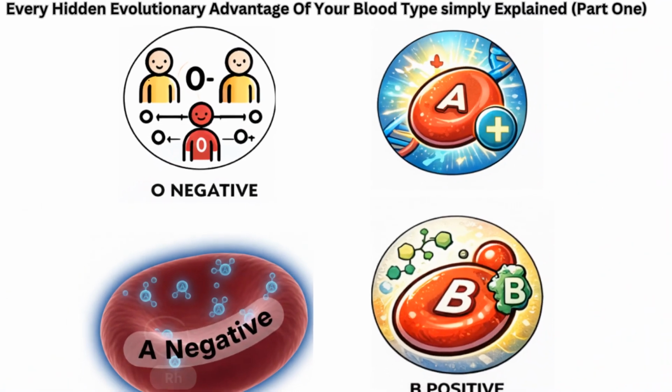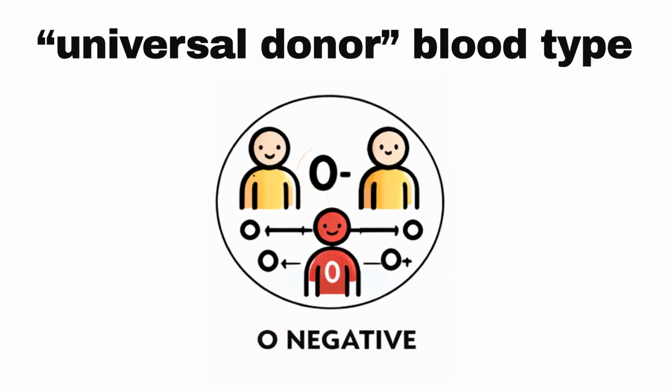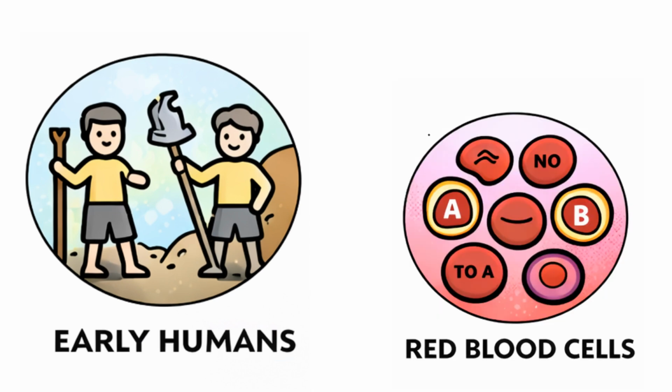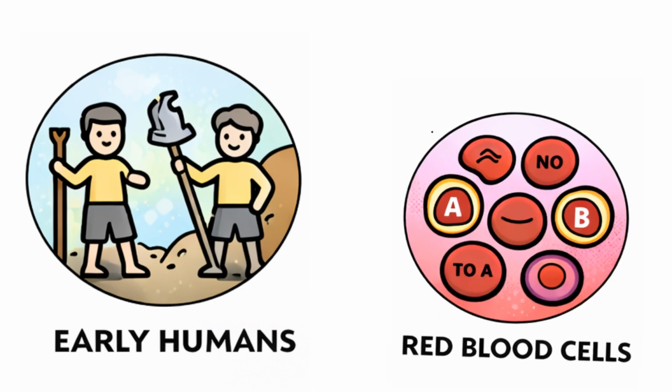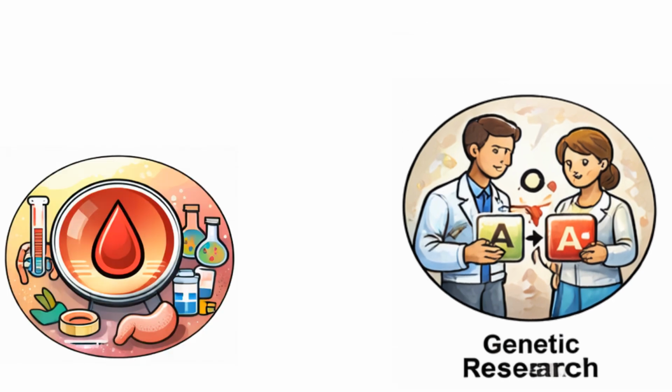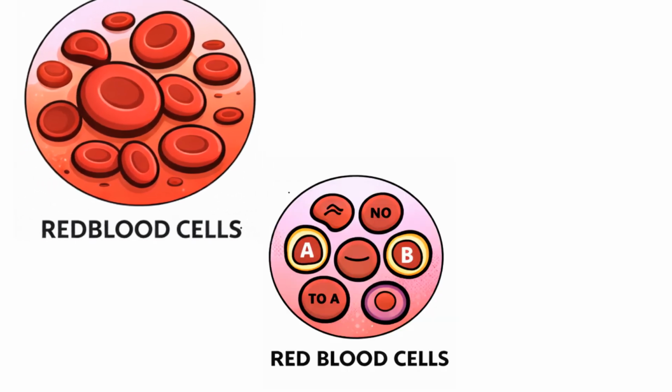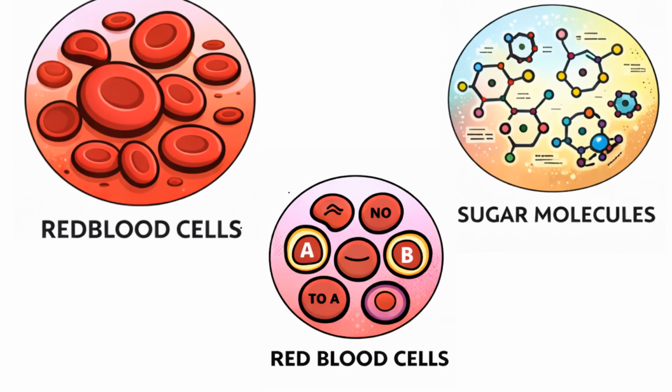O negative is often called the universal donor blood type, but its real story begins tens of thousands of years ago. Blood type O is considered the oldest of the ABO groups. Genetic research suggests it was the dominant blood type in early human hunter-gatherer populations. Unlike A or B blood, type O red blood cells do not carry A or B surface antigens, meaning they lack the specific sugar molecules that define the other groups.